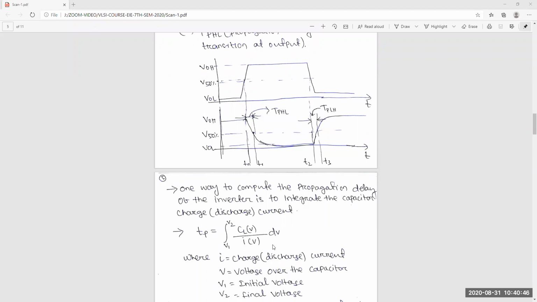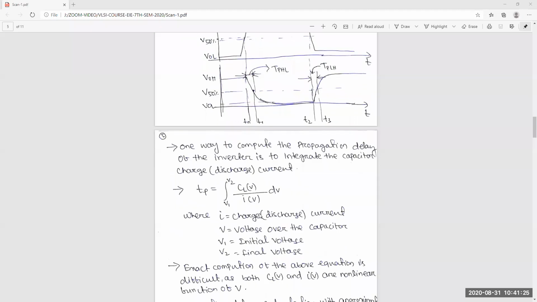Actually here, this thing is very difficult to calculate because both CL and IL are non-linear. They depend on the voltage, because the CL part depends on the voltage, since the junction capacitance is there. It's not linear. Again, the current also depends on that voltage. When the output load capacitor is charging, the current gradually decreases. That completely depends on the voltage, and CL also depends on the voltage. So this is not a straightforward calculation for the propagation delay.